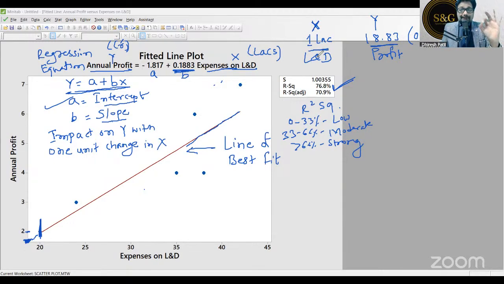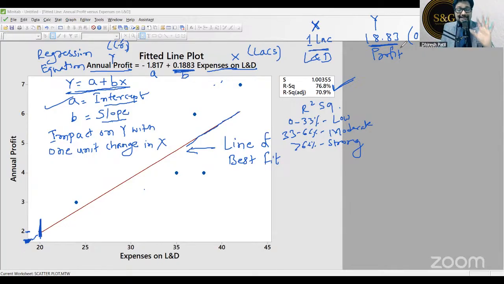So what the slope is telling, when I am adding 1 lakh rupees in my learning and development, when I put people into training and development and learning, when I put 1 lakh rupees extra, I am getting 18.83 lakh rupees profit. So as I increase my learning and development spend, my profit on every 1 lakh rupees is increasing by 18.83 lakh rupees. Are you clear?